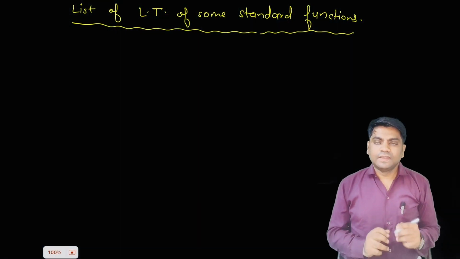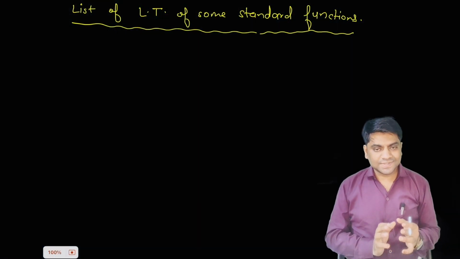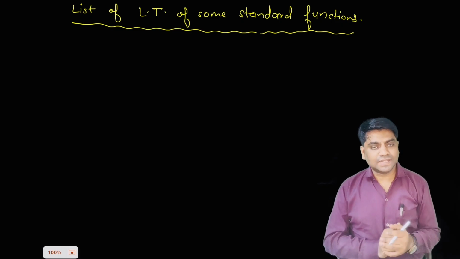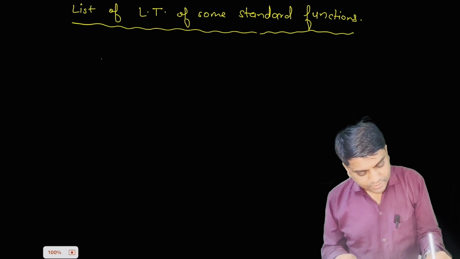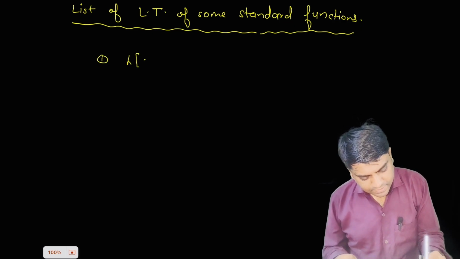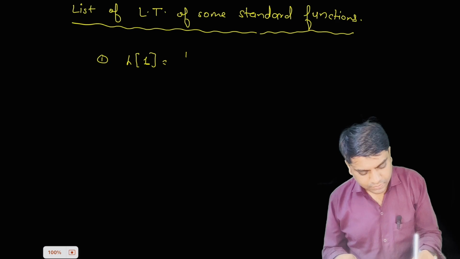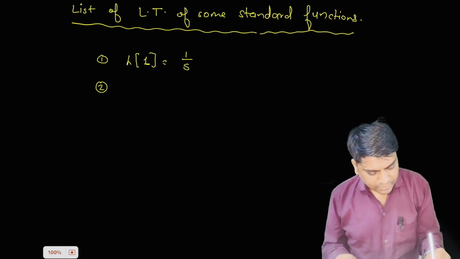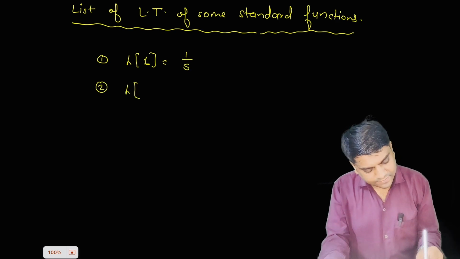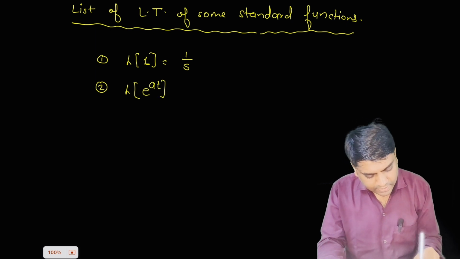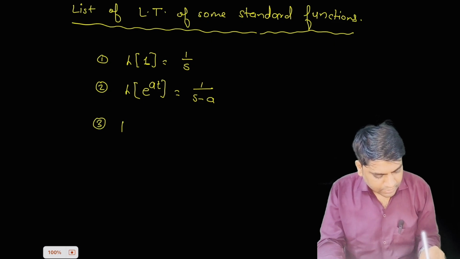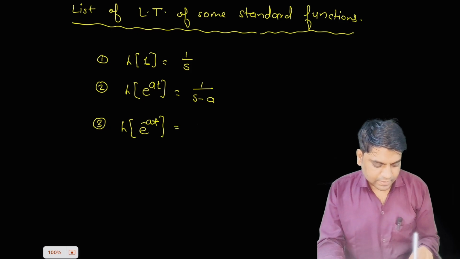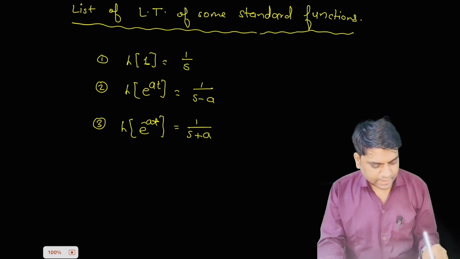Hello everyone. We have seen the proof of some standard functions by using Laplace transform. So let's make a list of the formulas of Laplace transform. First one, Laplace transform of 1 is 1 by s. Second one, Laplace transform of e raised to at is 1 upon s minus a. Third, Laplace transform of e raised to minus at is equal to 1 upon s plus a.